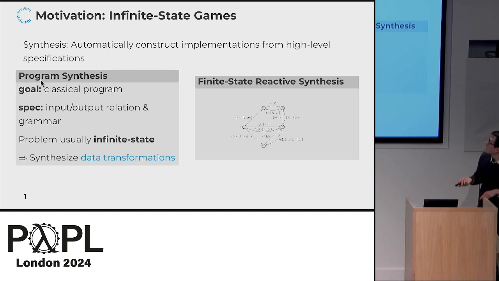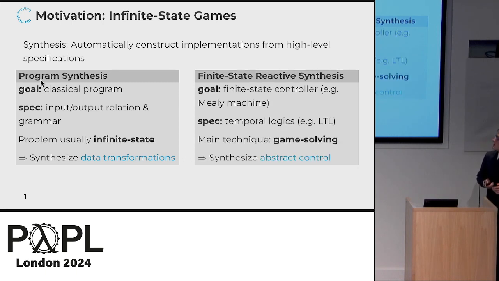The other kind of synthesis is finite state reactive synthesis. There, what you want to get is some kind of finite controller. Think of it as a Mealy machine, and this finite controller gets some inputs from the environment, produces some outputs, gets some inputs again, and so on. It runs over time and gets inputs and produces outputs. And because they run over time, you have the specification in some kind of temporal logic, something that tells you something over time.